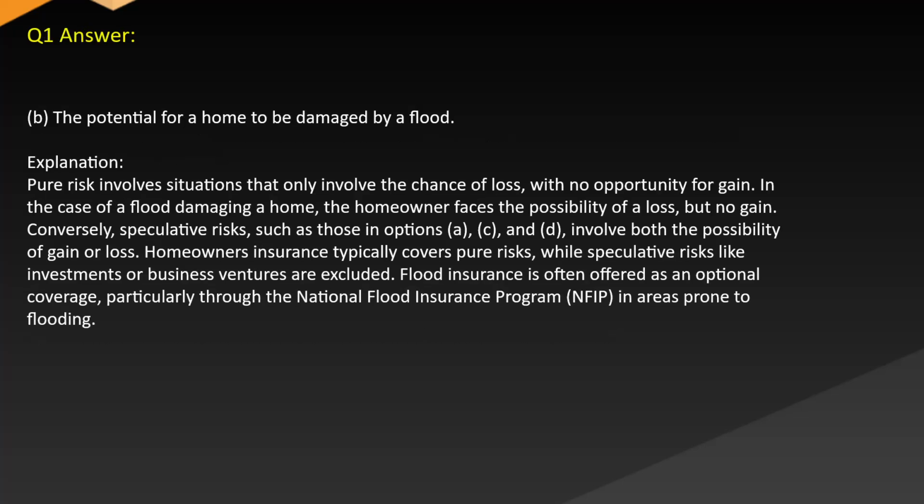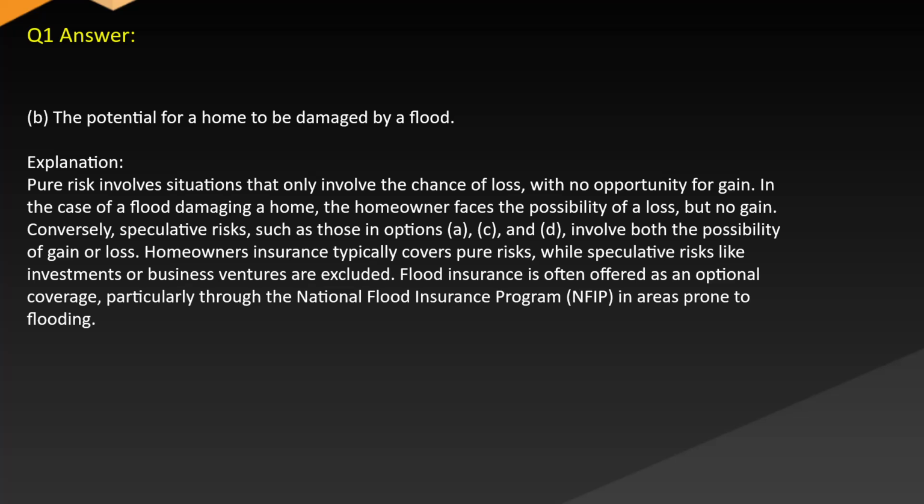Answer B. The potential for a home to be damaged by a flood. Explanation. Pure risk involves situations that only involve the chance of loss with no opportunity for gain. In the case of a flood damaging a home, the homeowner faces the possibility of a loss but no gain. Conversely, speculative risks, such as those in options A, C, and D, involve both the possibility of gain or loss. Homeowners insurance typically covers pure risks, while speculative risks like investments or business ventures are excluded.